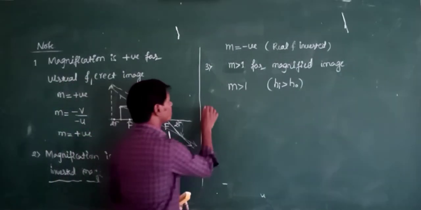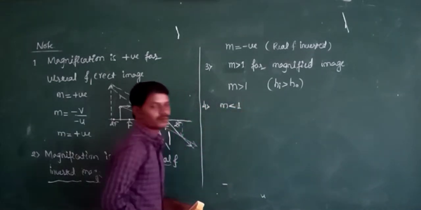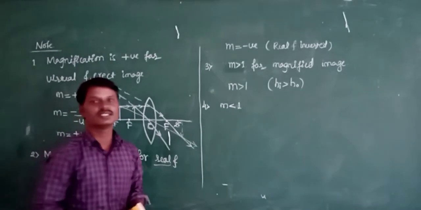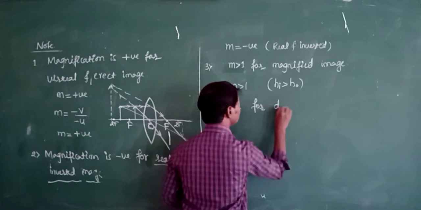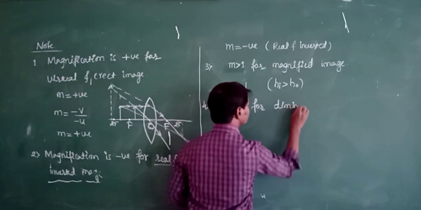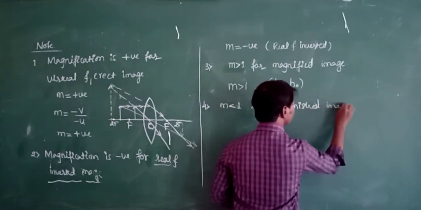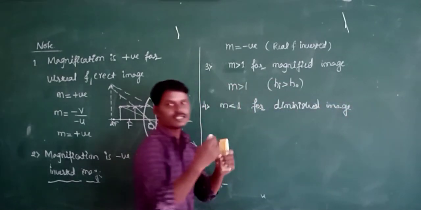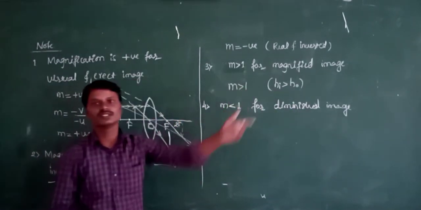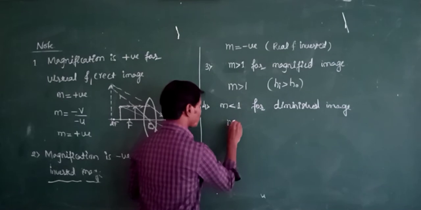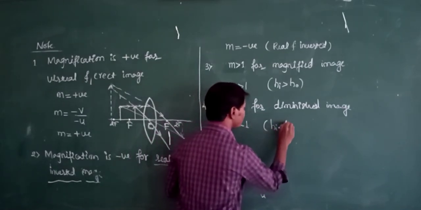Okay. Then number 4. Magnification is less than 1 for which image? That is for a diminished image. Magnification is less than 1 for a diminished image. You will get magnification less than 1 only when the height of the image is less than the height of the object.